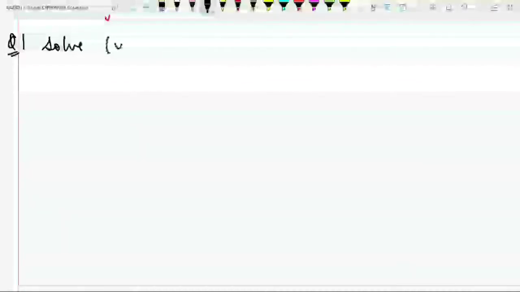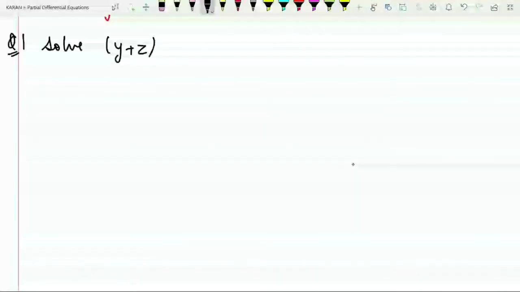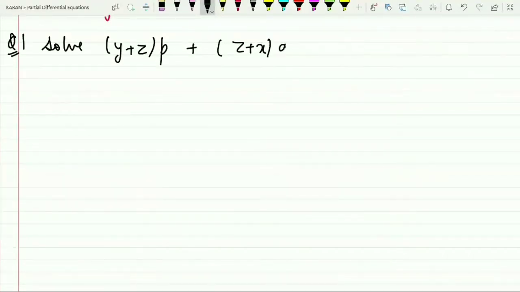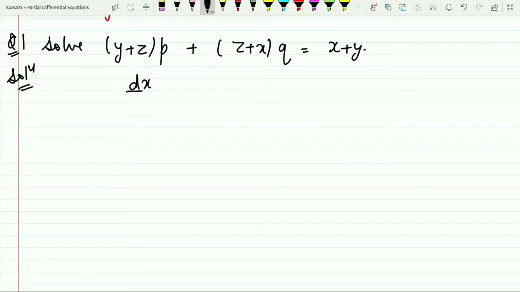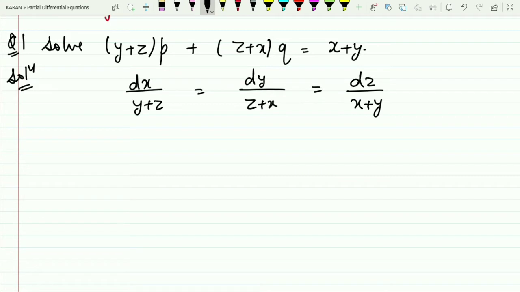The first example is: solve (y plus z) p plus (z plus x) q equals x plus y. This is the differential equation given to me. First of all, we have to write the Lagrange auxiliary equation, as described in the previous video lectures. The Lagrange auxiliary equation will be dx divided by (y plus z) equals dy divided by (z plus x) equals dz divided by (x plus y).